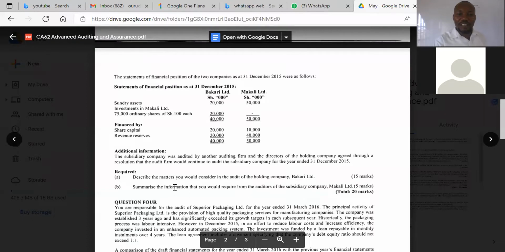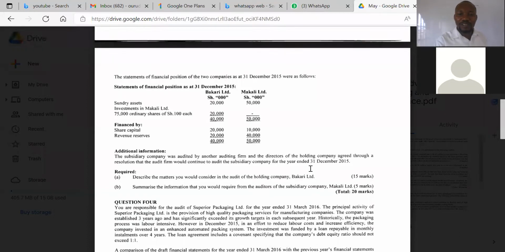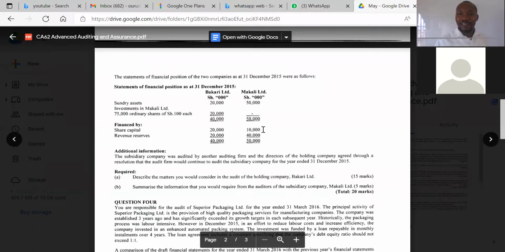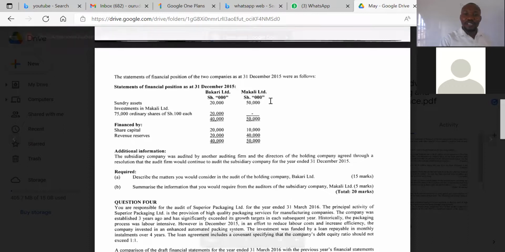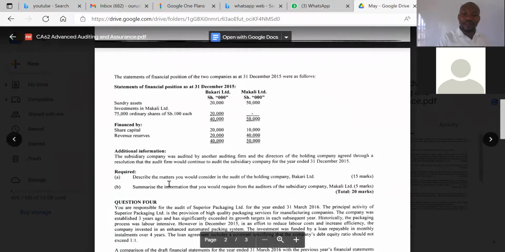Next one, subsidiary information that you might require. Summarize the information that you might require from the subsidiary auditor. Sasa vitu kama hizo, you don't even need a group structure or anything. Sasa advanced level watakuletea hii, but intermediate they can bring the same thing without bringing this. They only come direct to here. So it means the same thing.